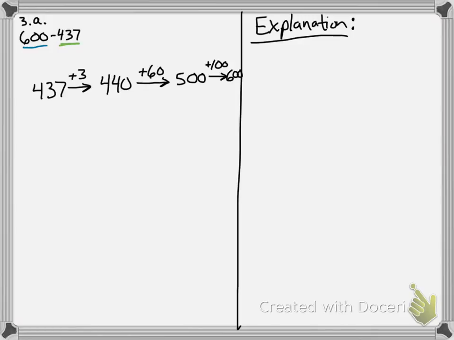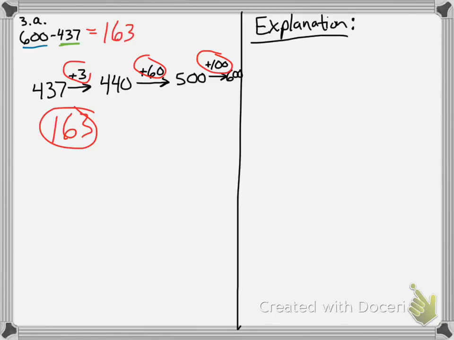Okay, and so like in that earlier problem that we did, when we do this and we're adding to solve a subtraction problem, we need to take all of these little guys and add them up. So I've got 100 plus 60 plus 3, which is 163, of course, equals 163. Now, when I come over here to the explanation, I'm going to try and explain why I chose that way, okay?